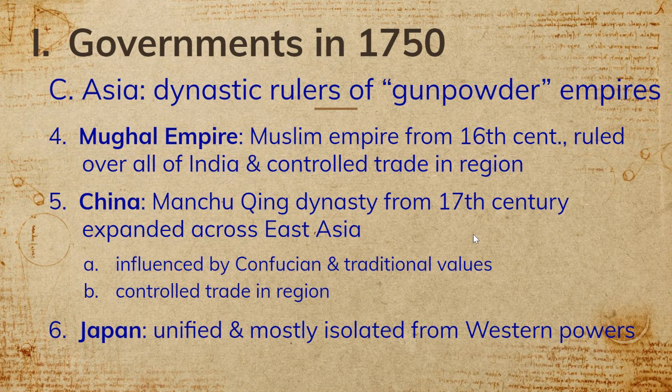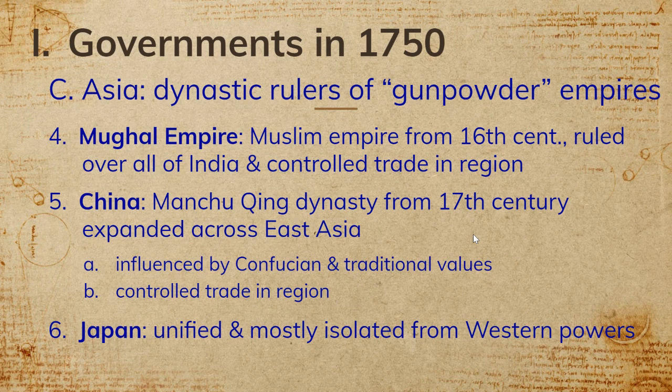So they're very austere and autocratic in their rule. And just like the Mughals to the west, they also control trade throughout that entire region, which gives them a lot of power, and is one of the reasons why this dynasty lasts for several centuries.